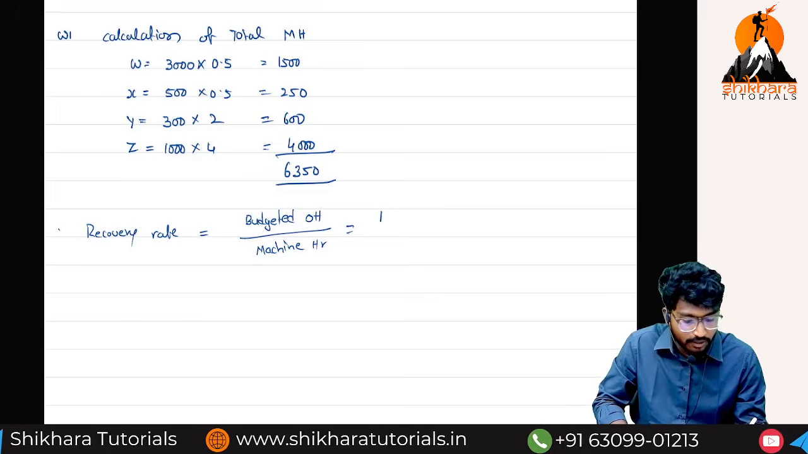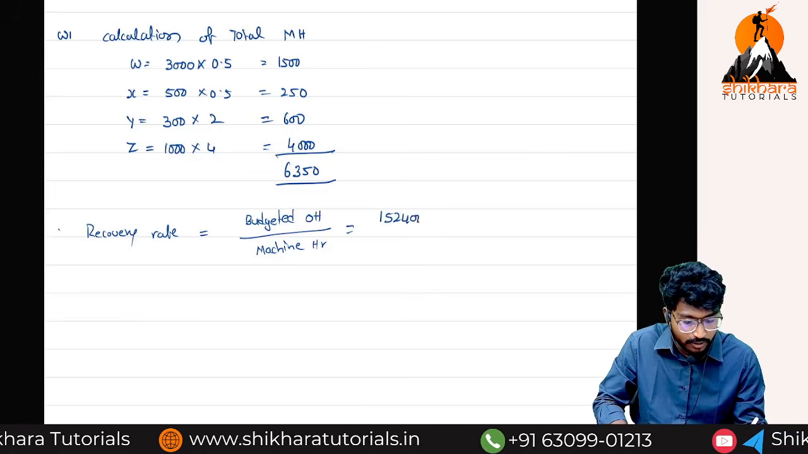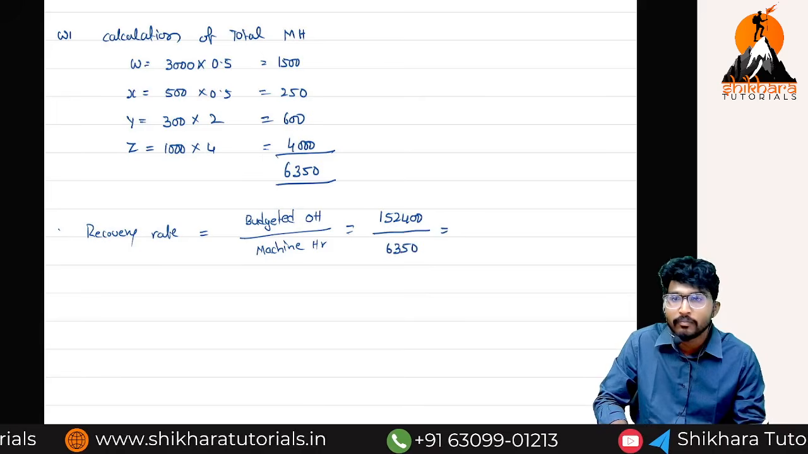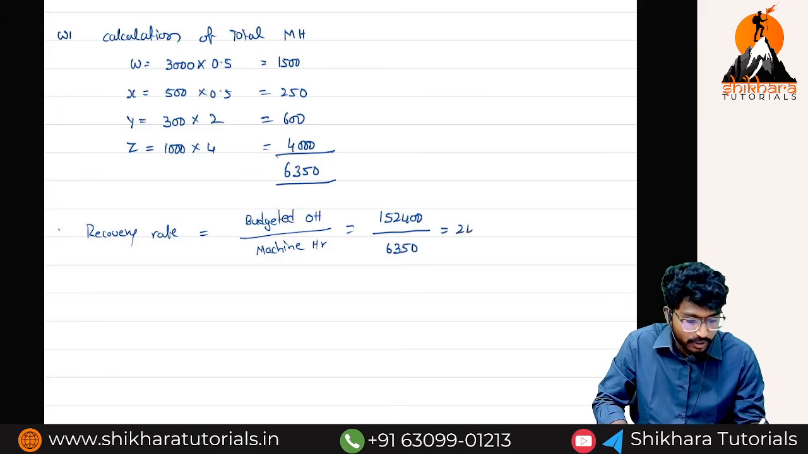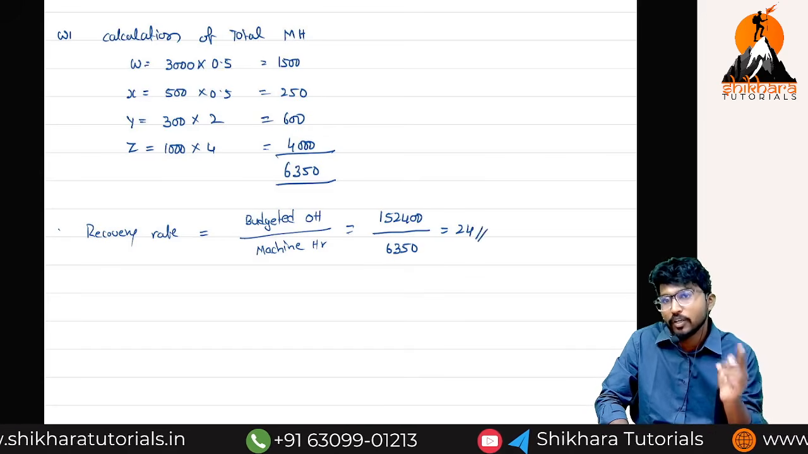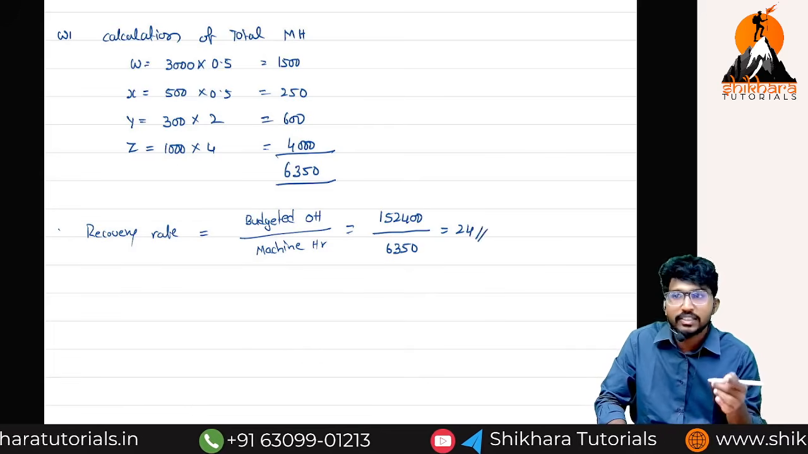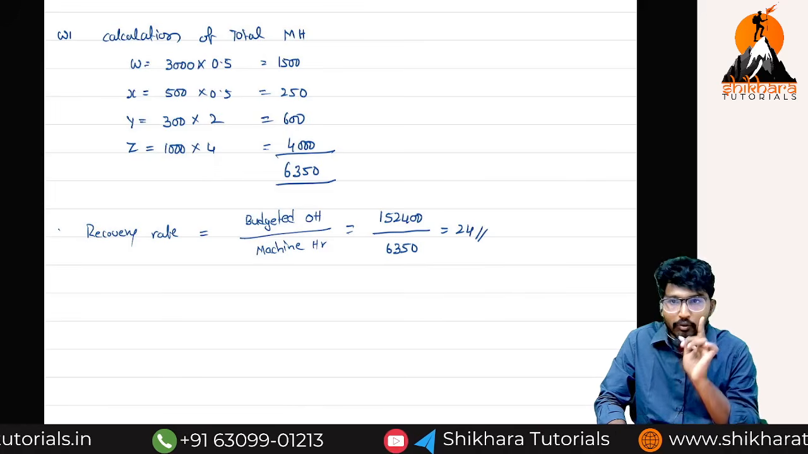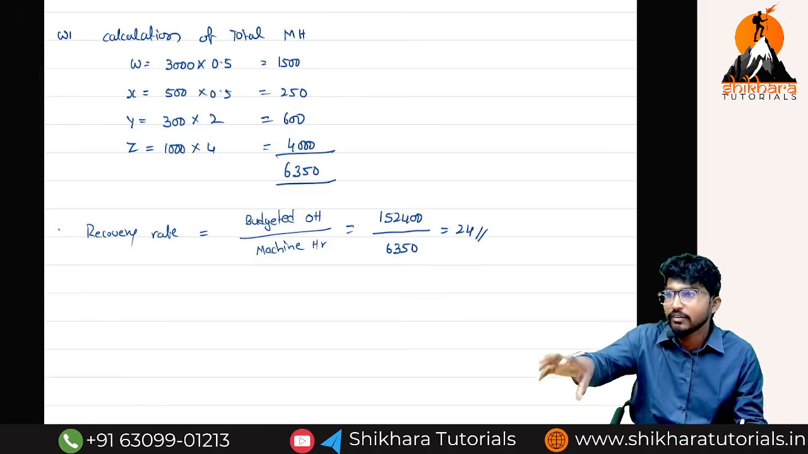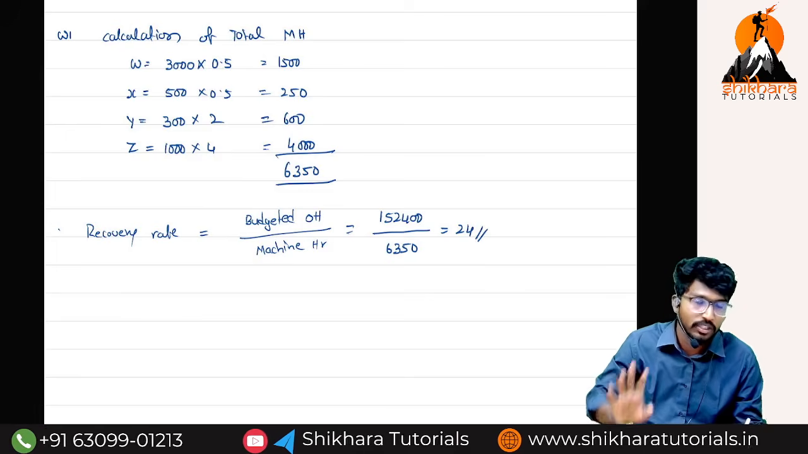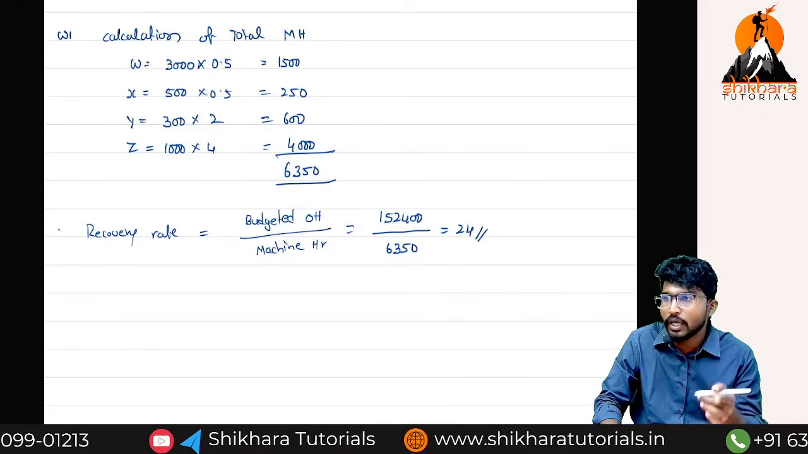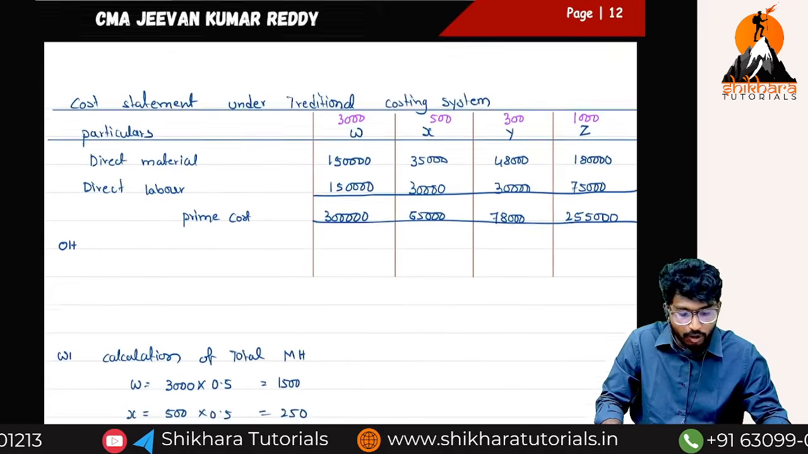Next, 1,52,400 divided by 6,350 comes to 24. 24 rupees is our recovery rate per hour. That means whatever product consumes 1 machine hour, we have to recover 24 rupees per machine hour. If a product W consumes 10 machine hours, then we have to give a cost of 240 to the product W.